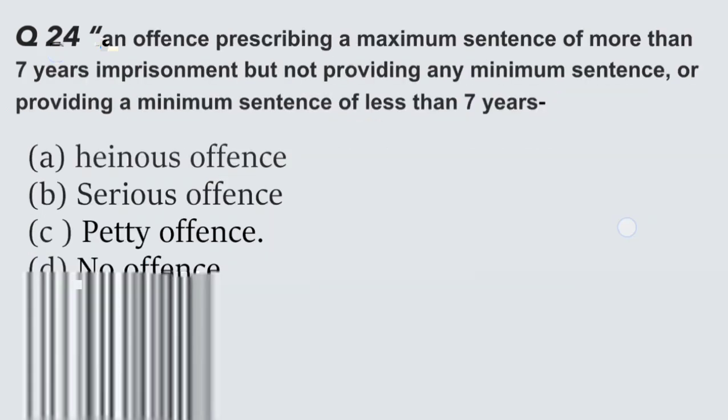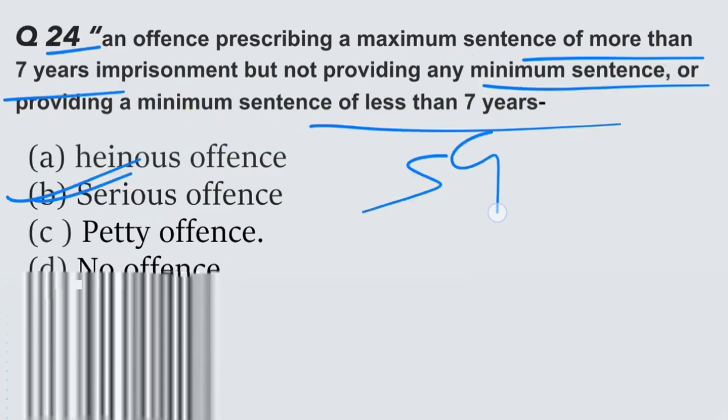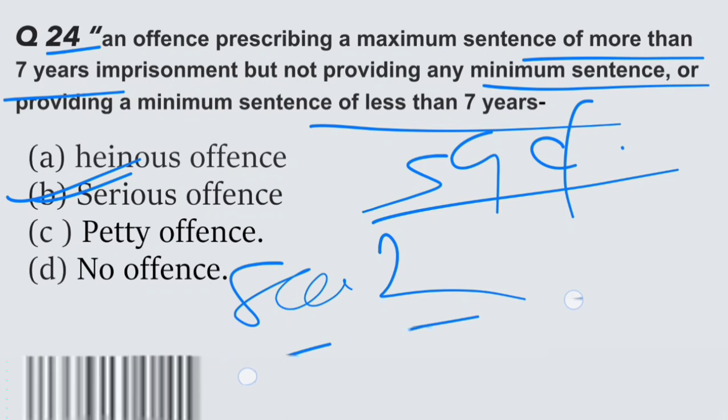Next question is, an offence prescribing a maximum sentence of more than 7 years but not providing any minimum sentence, or providing a minimum sentence of less than 7 years. Such offence falls under what category provided there in the Act? So such offences are called serious offences as provided under clause 54 of section 2. So B is the right answer.